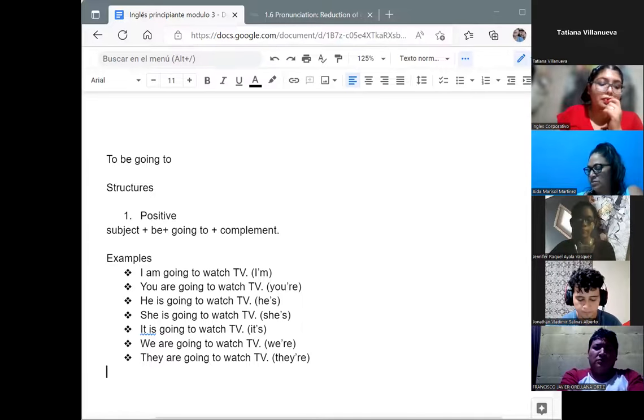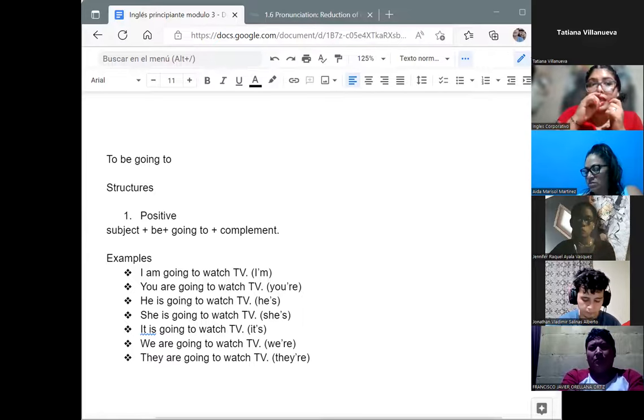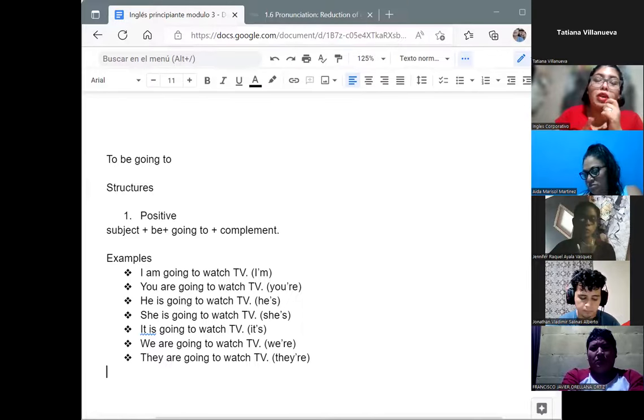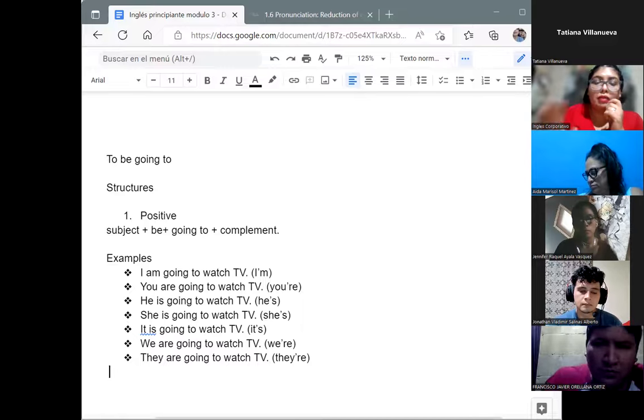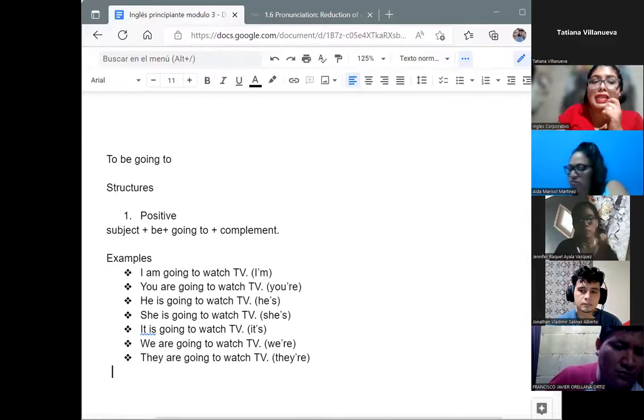Si en dado caso es a un futuro un poco lejano, el will. El will, exactamente, el will. Y también el will lo utilizamos cuando no estamos seguros de que vaya a suceder como nosotros lo hemos pensado. Es algo que no está 100% seguro de que vaya a pasar. En cambio, el going to sí es algo que estamos seguros de que va a suceder. Gracias. You're welcome. Okay, now we are going to see the negative.